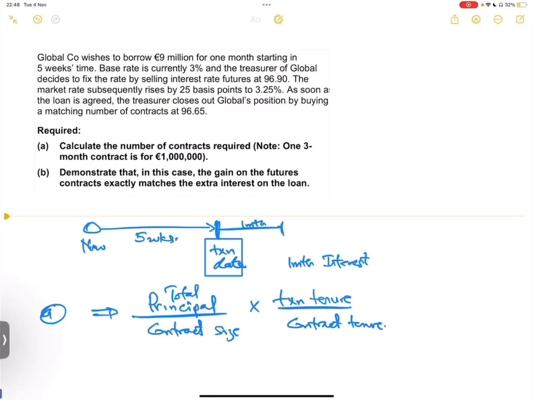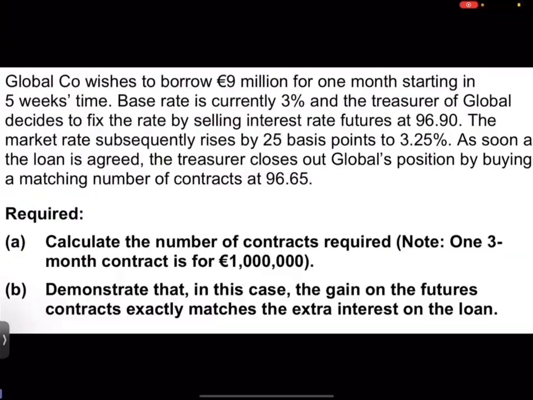So in this case, the contract that is available is of what size? Did they give us? They said 1 million. Yeah, a 3 month contract for 1 million. So we have the contract size of 1 million and it's for 3 months. As you can see, it's for 3 months.